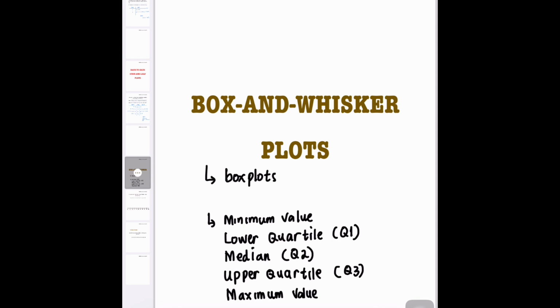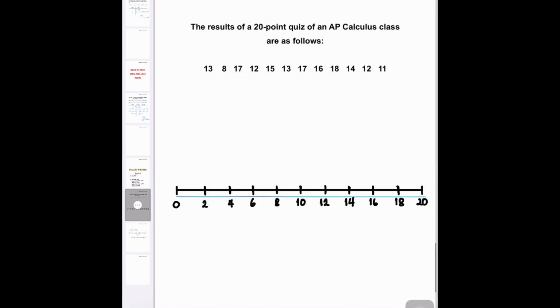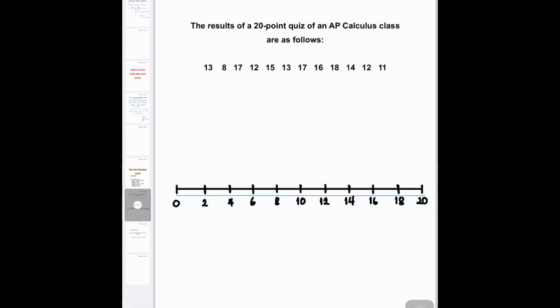So to further understand this concept, let's take a look at an example. The given problem is the results of a 20-point quiz of an AP Calculus class are as follows. And what we need to do first is to make sure to organize or arrange the data values in ascending order. So we will start from the lowest, which is 8, followed by 11, followed by 12.